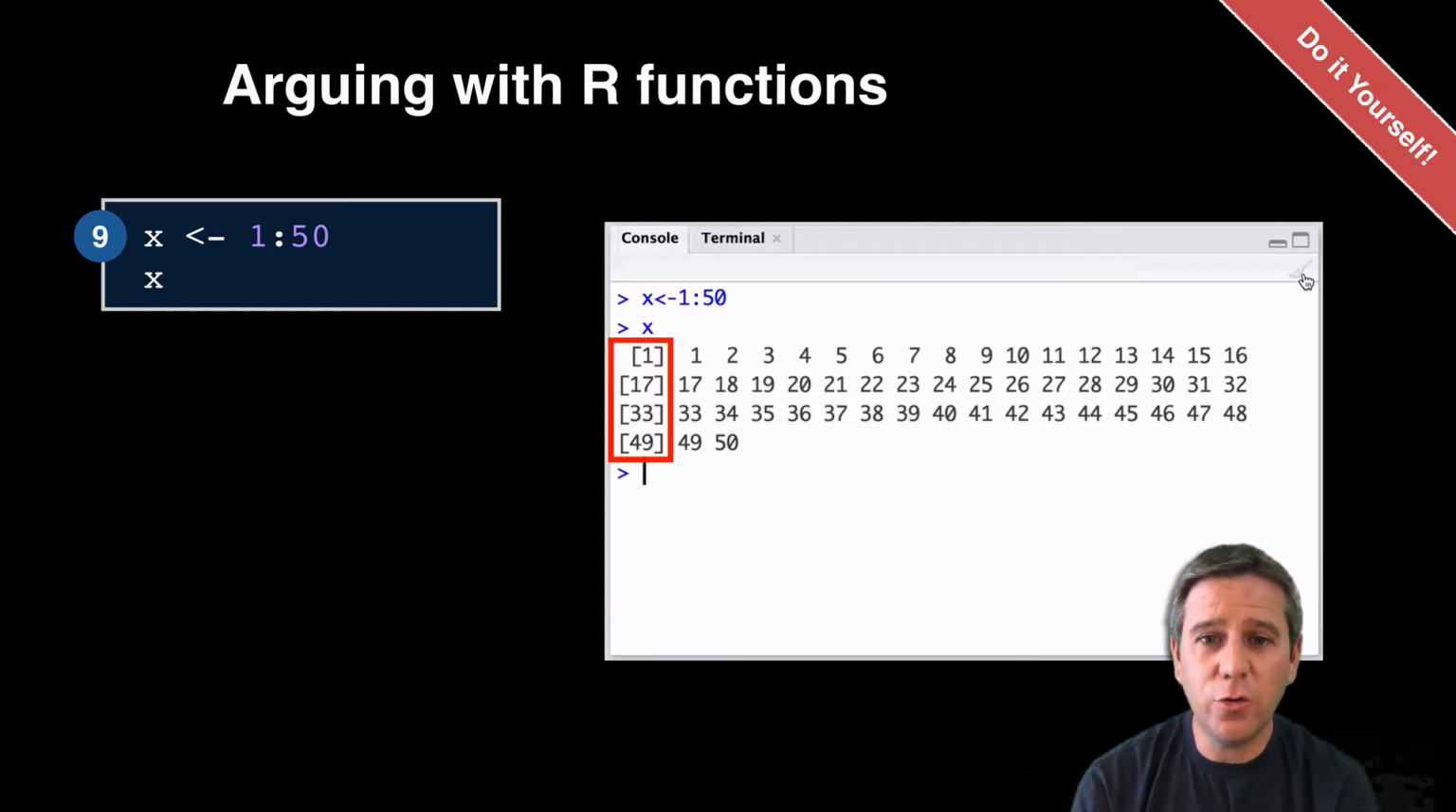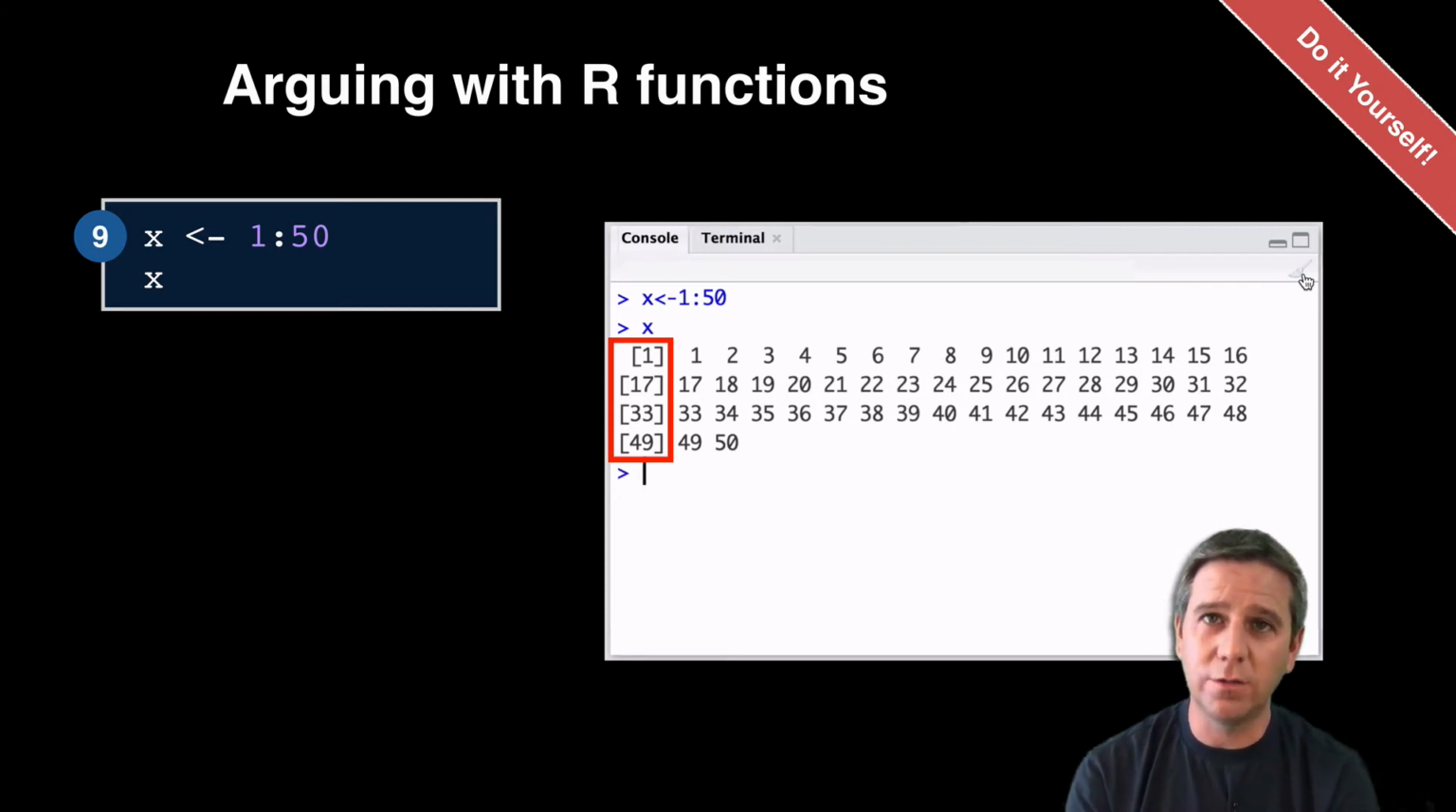Now notice the little square brackets, the numbers at the start of each line here when I printed out x. 1, 17, 33, 49. Now what are these?